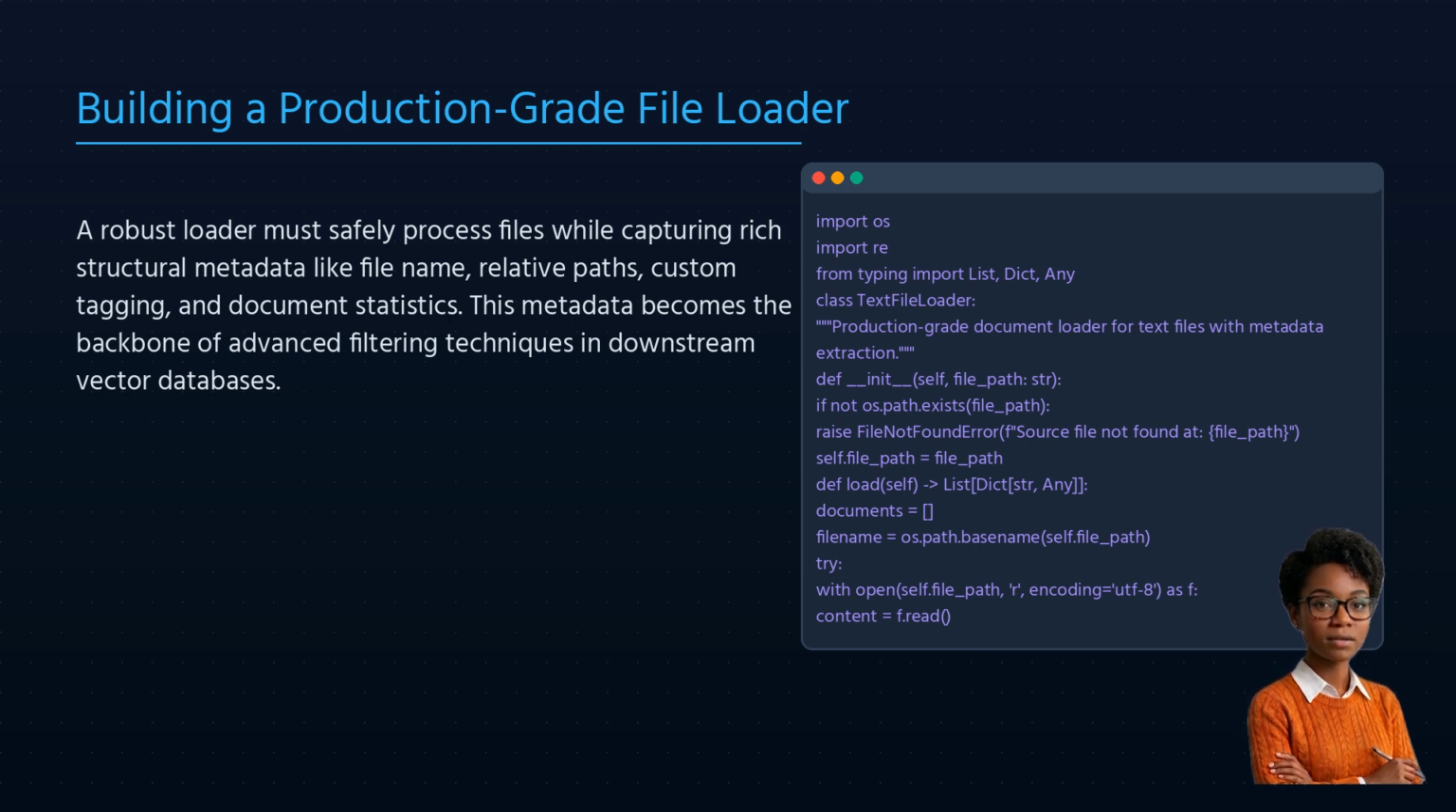I'm focusing on strict type hinting and robust exception handling here because, in a real production server, unhandled edge case files will halt your entire ingestion pipeline. Notice how we calculate metrics like character and word counts on the fly to append to our metadata payloads.